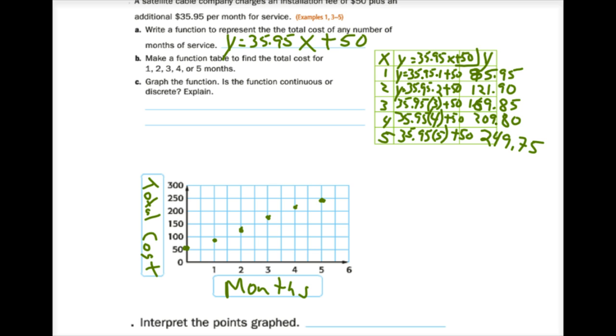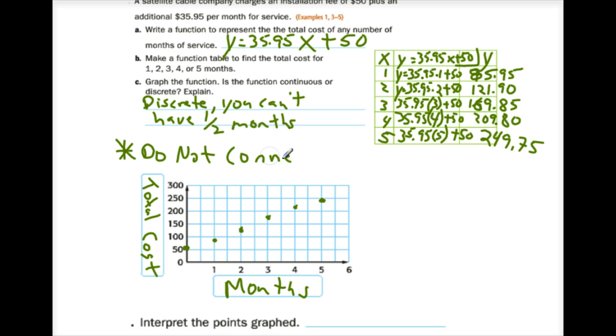Now, hold on. Is this continuous or discrete? Discrete. You would not connect this one. This one is discrete because you can't have half months. You're either going to pay for the month or you're not. So, guys, do not connect with the line because it's discrete. You're probably going to have some of those. Interpret the points graphed. At 0 months, it's $50. At 1 month, it's $85.95. They're saying to talk about what the points mean. That's what it means by interpret the points graphed.